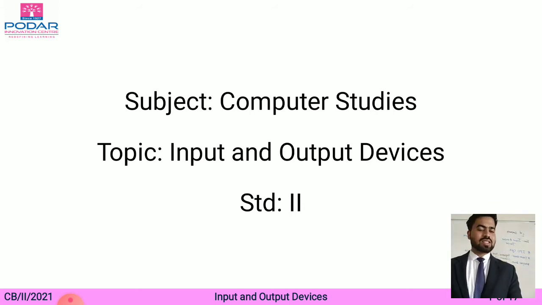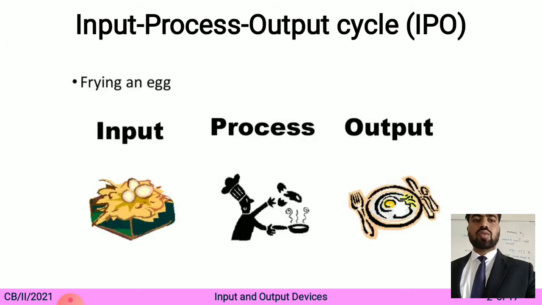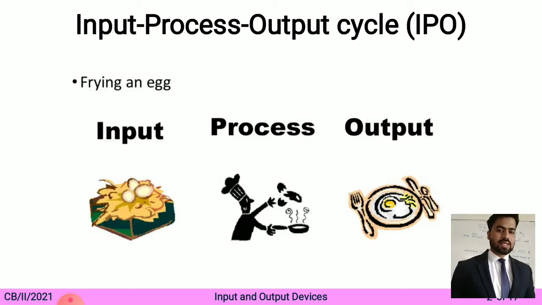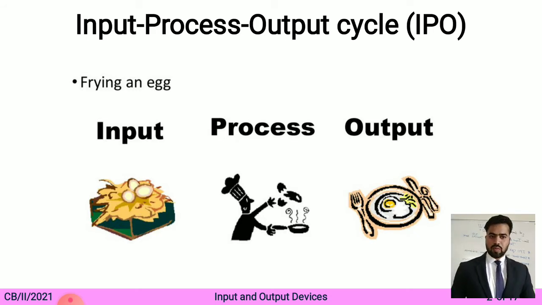In this lesson, the points we are going to discuss are in front of you in the form of the IPO cycle: input, process, output. The second point is input devices. The third point is output devices, with a brief description of each. What is the exact use of it?